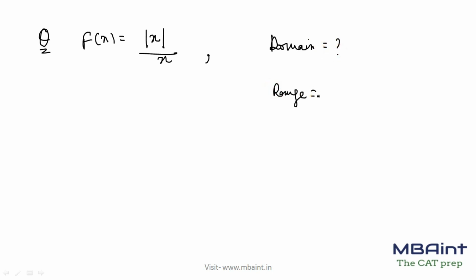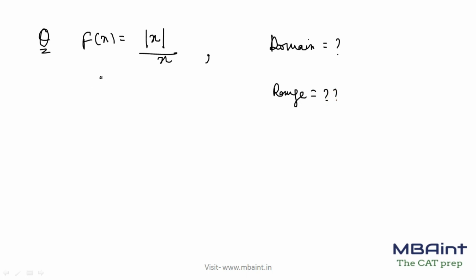Let's take one final example. So question is, f of x is equal to mod x upon x, generally asked in CAT exam, okay. They're asking you to find the domain and they're asking you to find the range. So guys, again, pause this video and try this question.